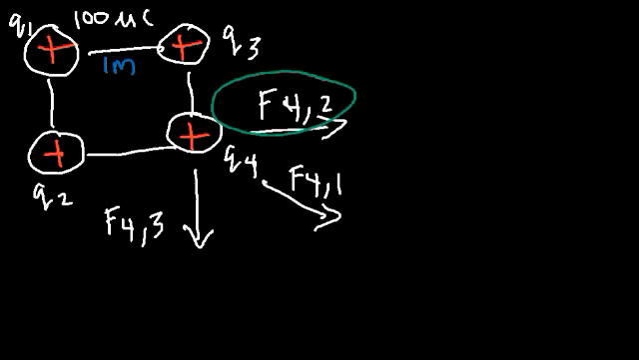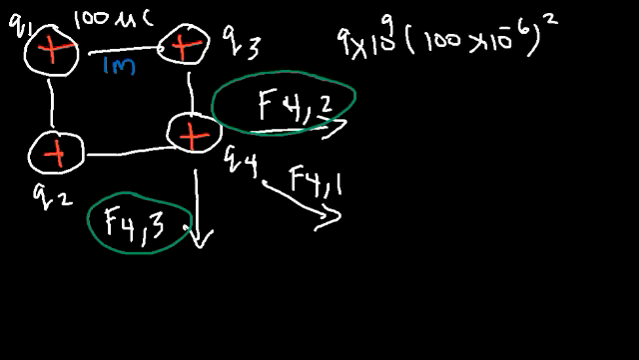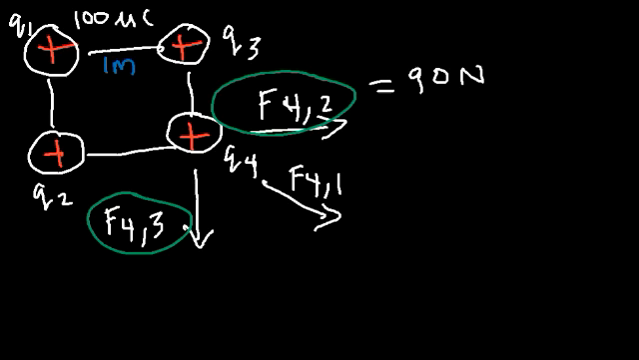Now, F42 and F43 have the same magnitude. The charges are the same, and the distance between 3 and 4 is the same as that between 2 and 4. So if we find F42, that's going to be the same as F43. Let's calculate one of those forces. It's going to be K, which is 9 times 10 to the 9, times Q4 and Q2. Because they're the same, we can write it as 100 times 10 to the minus 6 squared divided by a distance of 1 squared. So this is going to be 90, which means this force is also 90.